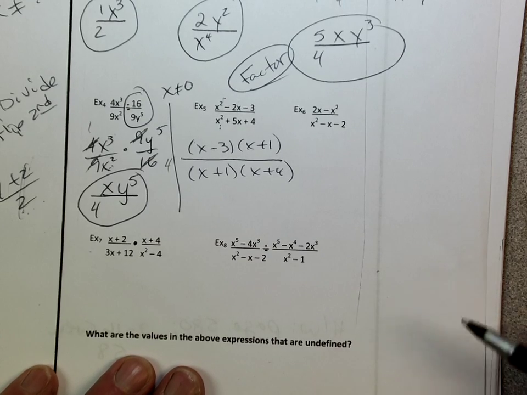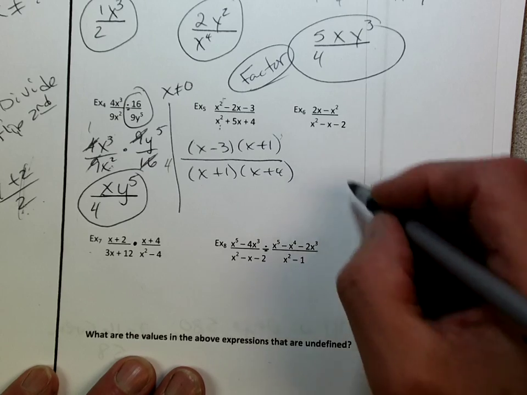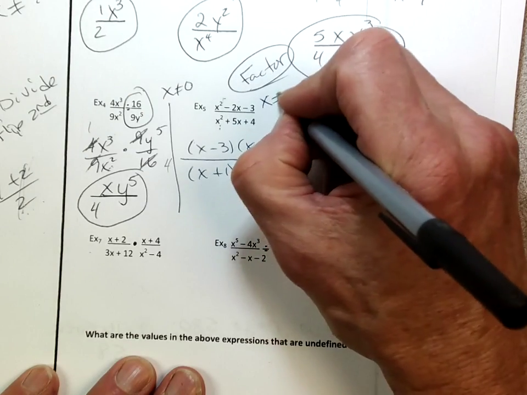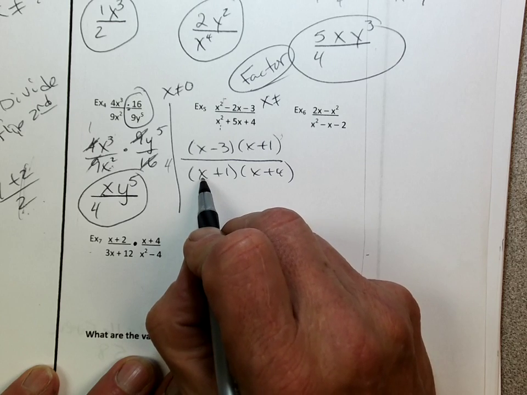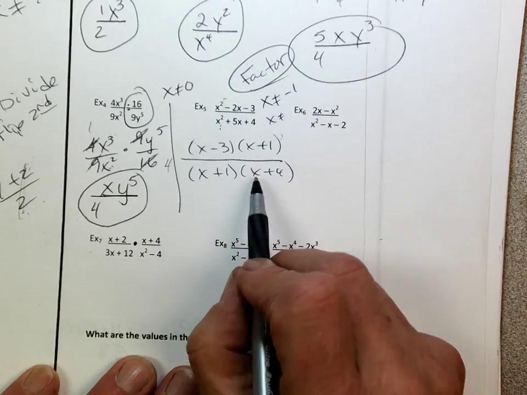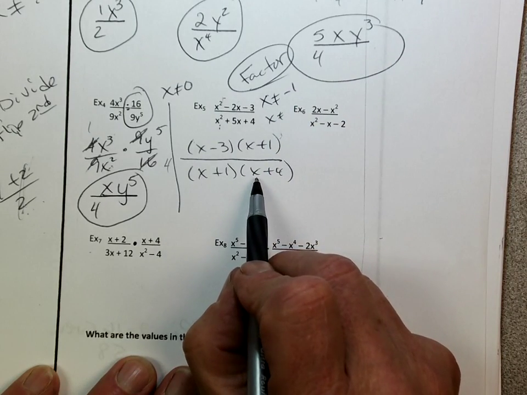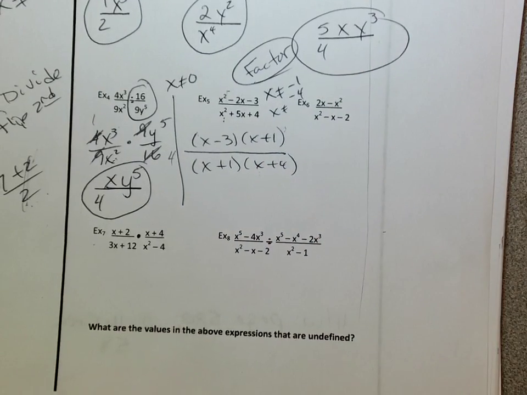Before I finish it, because it's pretty easy, you guys are going to see the cancellation, but before I finish it, I'm going to look at my exceptions. I'm going to say that x cannot equal negative 1, because if that was negative 1, we divide by 0, and x cannot equal negative 4, because if that was negative 4 plus 4, you get 0, okay? Now let's finish it up. Let's get the answer, okay?